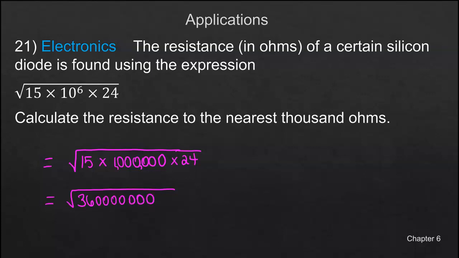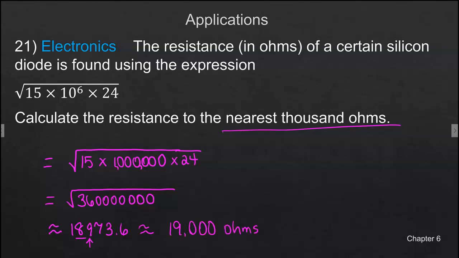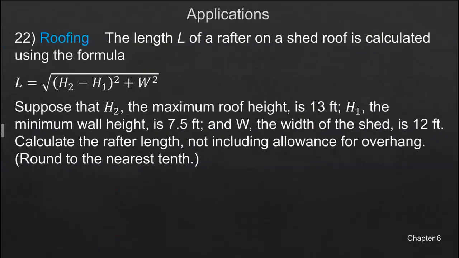1, 2, 3, 4, 5, 6, 7. You can try this. You can try the calculation without writing out any other steps, but just see if you can get that. Be sure and close your parentheses. So 18973.6. We're going to round this to the nearest 1,000 ohms. And so the nearest 1,000 would be 19,000 ohms. And that's that one. Practice those calculations.